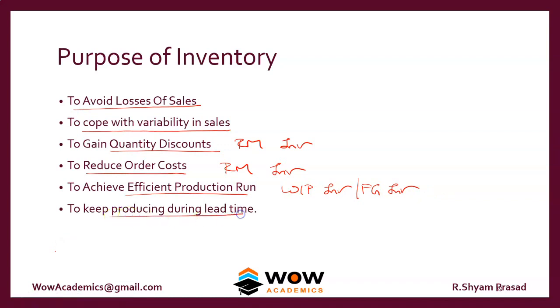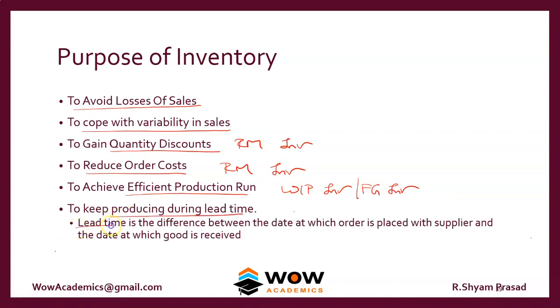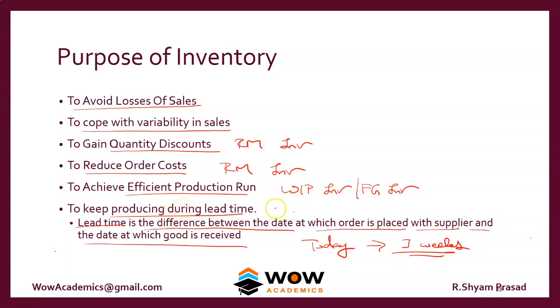To keep production going during lead times. Lead time is the difference between the date at which the order is placed with the supplier and the date at which the good is received. So if we order this today and receive the goods 3 weeks later, then the 3 weeks becomes the lead time. So how will we keep producing during the 3 weeks? We have to have a raw material inventory. With that raw material inventory, we can keep producing the goods.